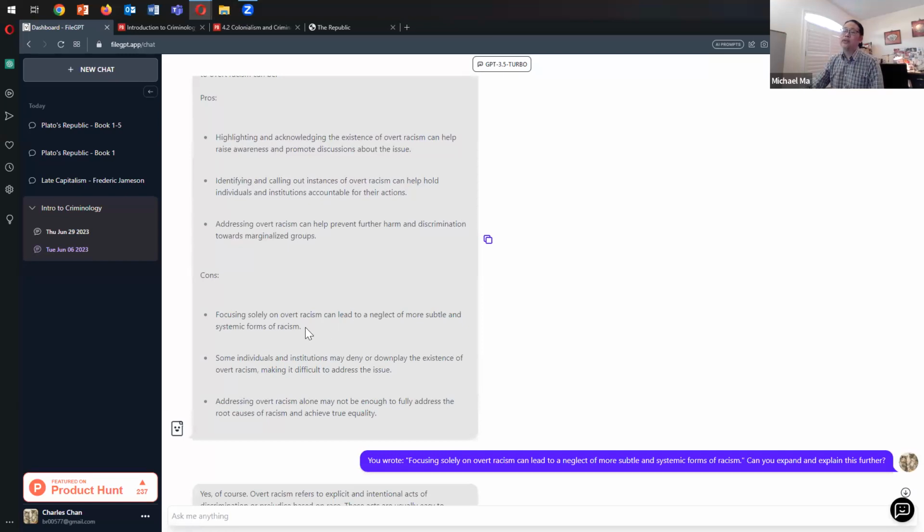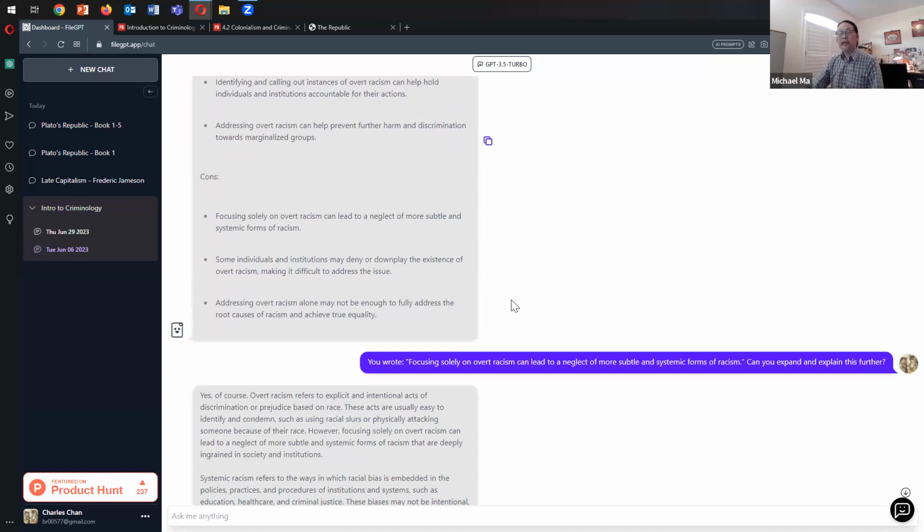I thought it was interesting that it said focusing solely on overt racism can lead to a neglect of more subtle and specific forms of racism, because that is true, and yet it might be misleading in the sense that it's suggesting that by focusing on overt forms of racism, you somehow fail. And of course, that's not the case, because from an anti-racist point of view, it might be useful. And I think that actually is the voice of the article. So that might be a bit confusing for a reader who has not read the chapter.